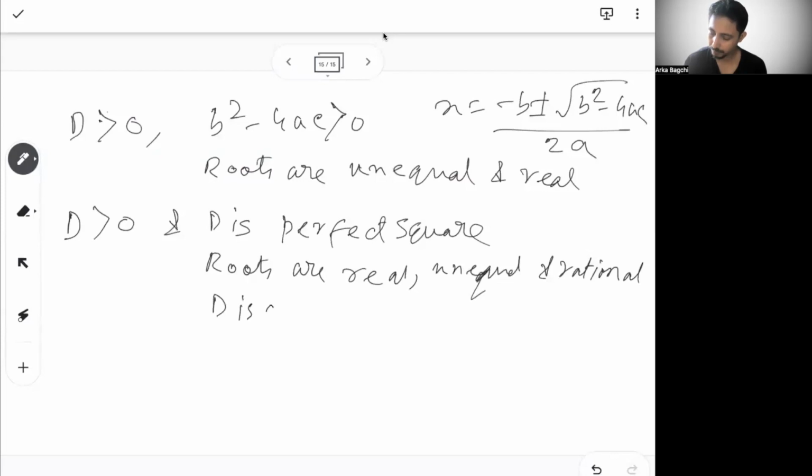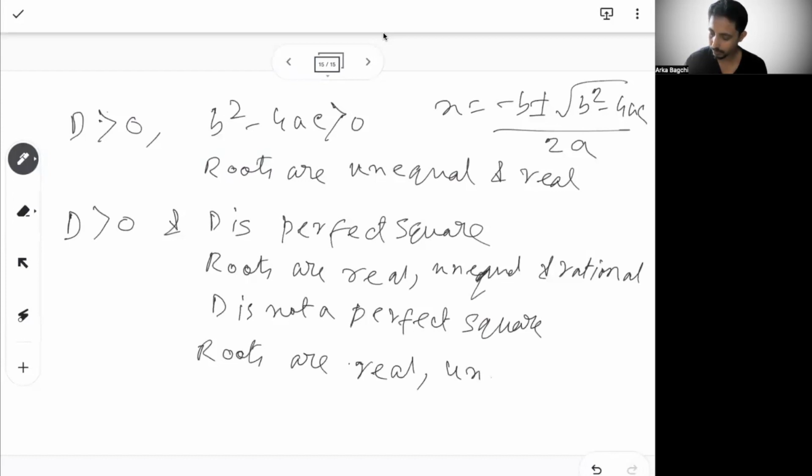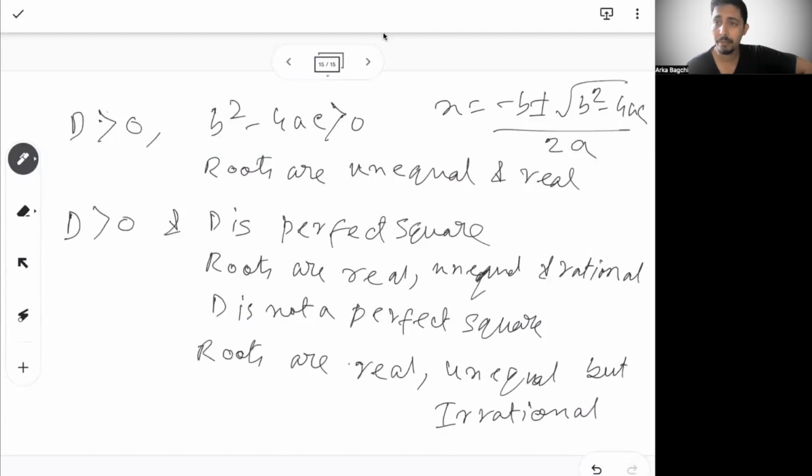If d is not a perfect square, your roots are real, unequal, but irrational, because the root is not completely solved. So we call them rational and irrational numbers. If any number cannot be written as p by q, where p and q are both integers, then it should be considered an irrational number.